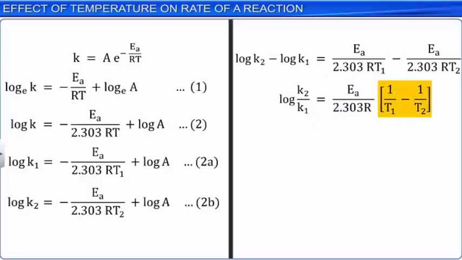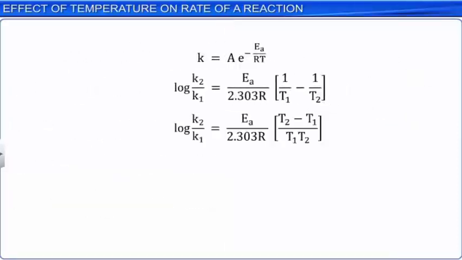Thus, the Arrhenius equation can be used to calculate the activation energy at different temperatures if the experimental values of the rate constants are known.